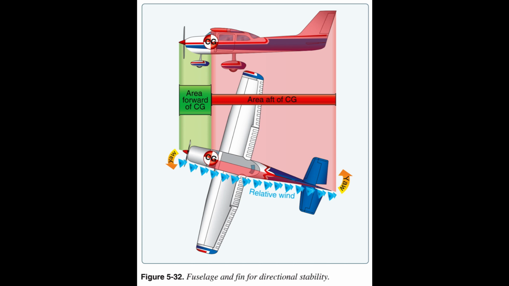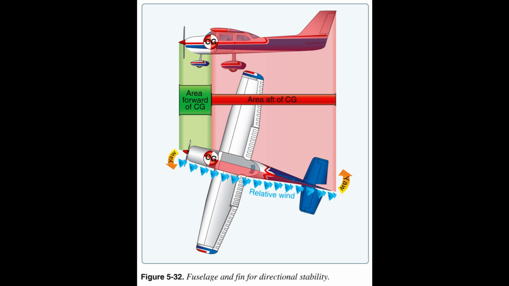The area of the vertical fin and the sides of the fuselage aft of the CG are the prime contributors that make the aircraft act like the well-known weather vane or arrow, pointing its nose into the relative wind. In examining a weather vane, it can be seen that if exactly the same amount of surface were exposed to the wind in front of the pivot point as behind it, the forces fore and aft would be in balance and little or no directional movement would result.